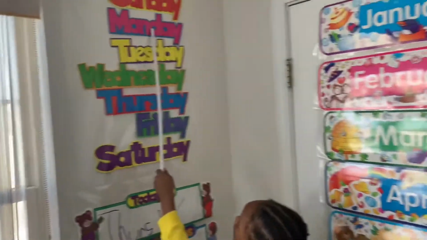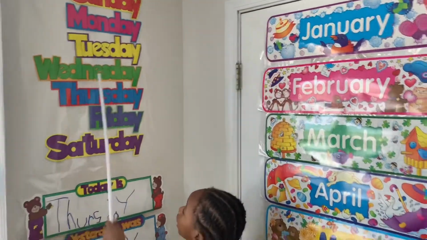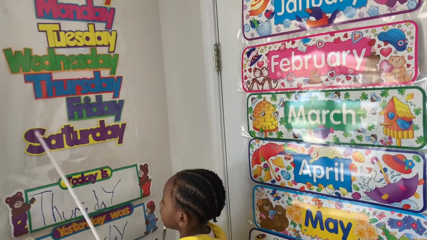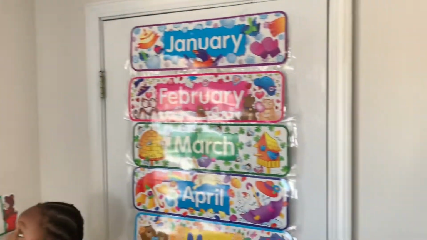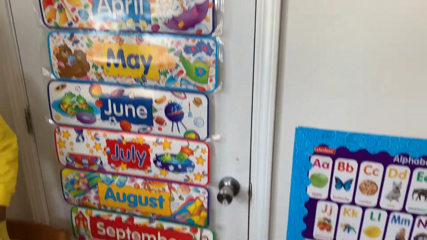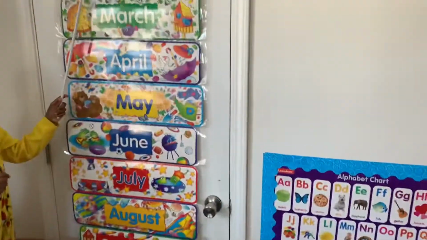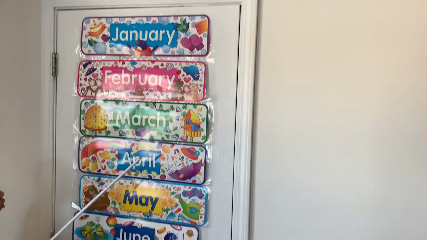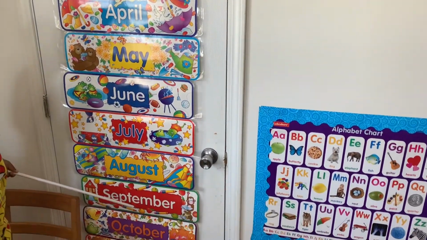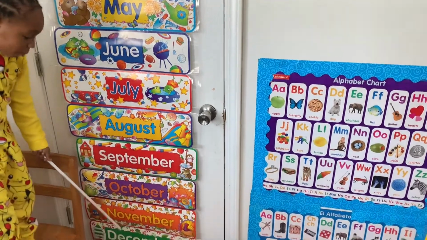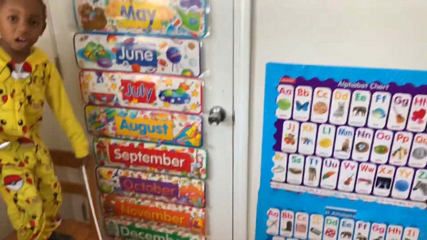Sunday, Monday, Tuesday, Wednesday, Thursday, Friday, Saturday. How many days in the week? 7. Okay, let's do our months. February, March, and April, May, June, July, and August. September, October, November, December. Those are the months of the year.